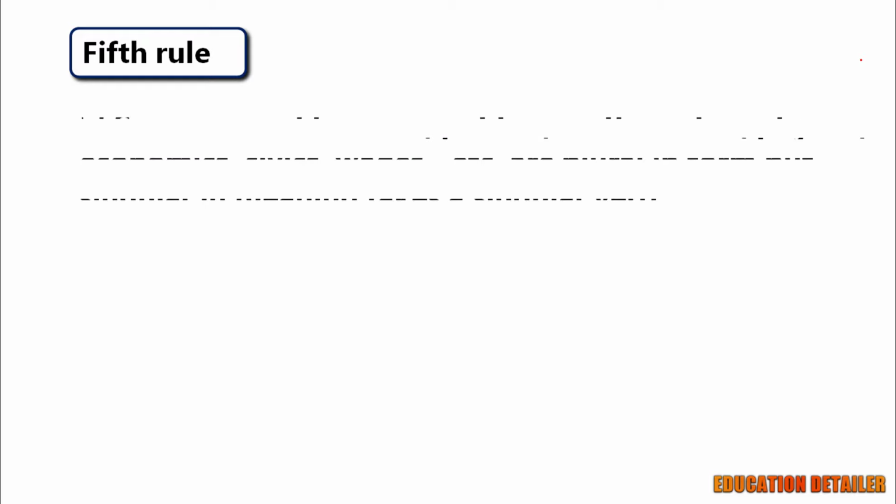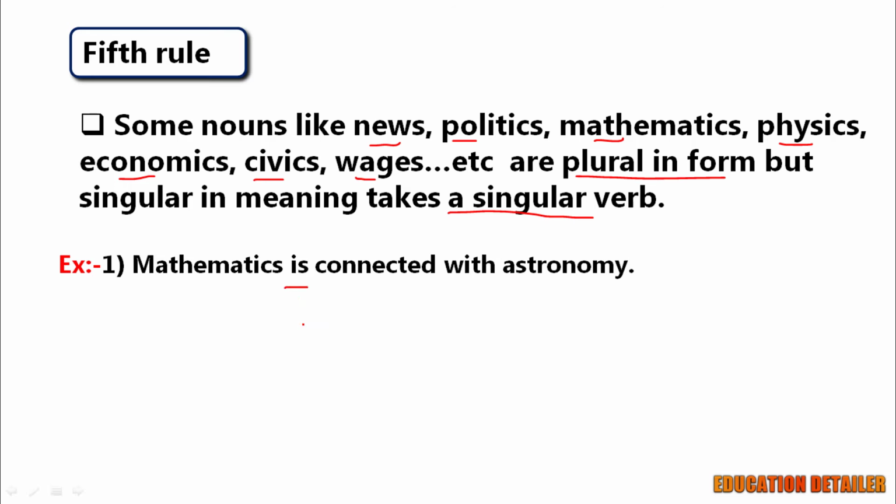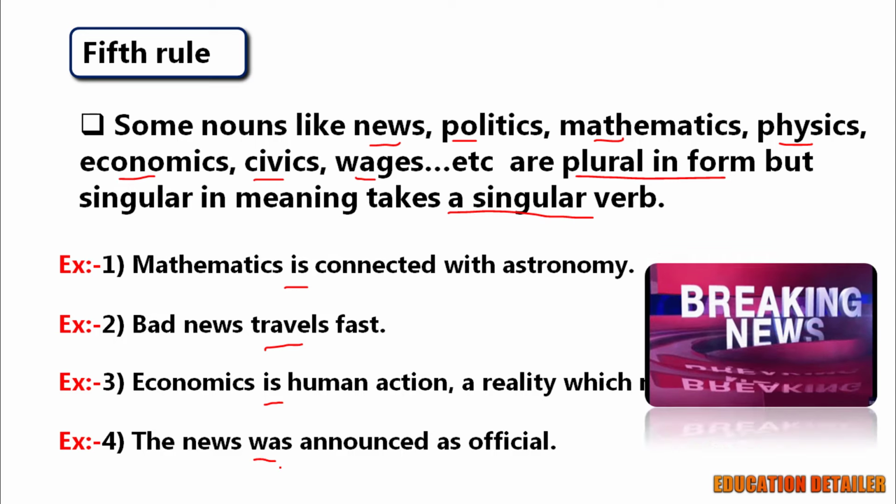Fifth rule. Some nouns like news, politics, mathematics, physics, economics, civics, wages, etc. are plural in form but singular in meaning. Takes a singular verb. Remember that. Mathematics is connected with astronomy. Bad news travels fast. Economics is human action, a reality which no one can escape. The news was announced as official.